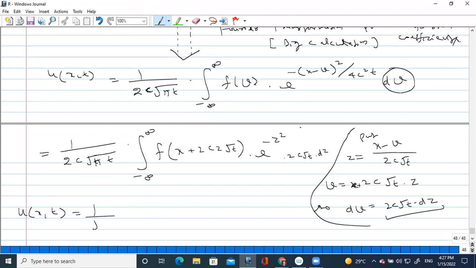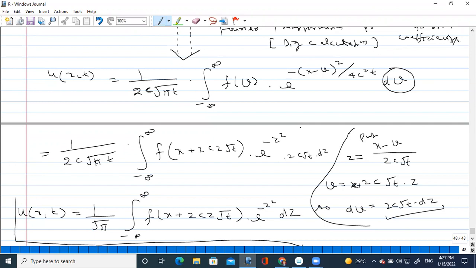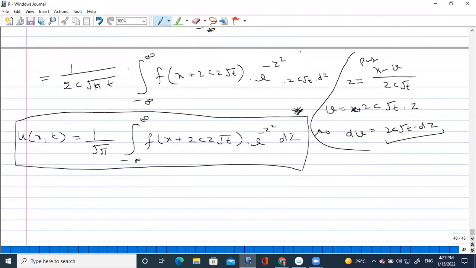so only this is left: u(x,t) is equal to 1 by root pi integral minus infinity to infinity f(x plus 2cz under root t) into e to the power minus z square dz. So only this much you can remember. If the bar is infinite, then only this formula you have to remember. That's it. From here you will start your problem and you can get the answer for exam purpose.